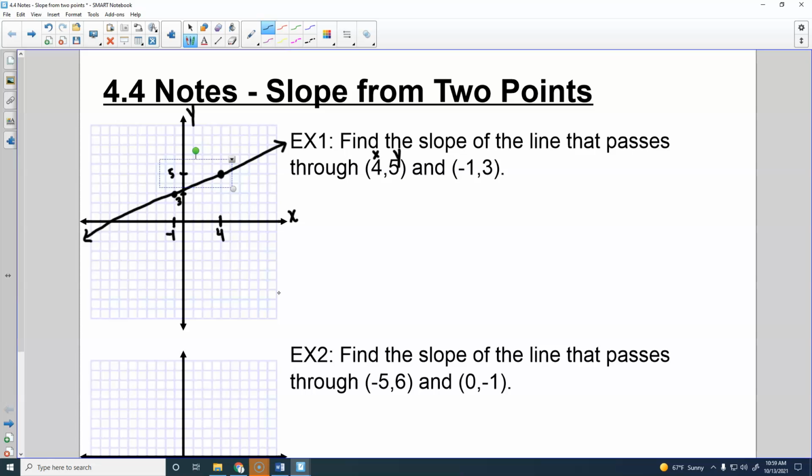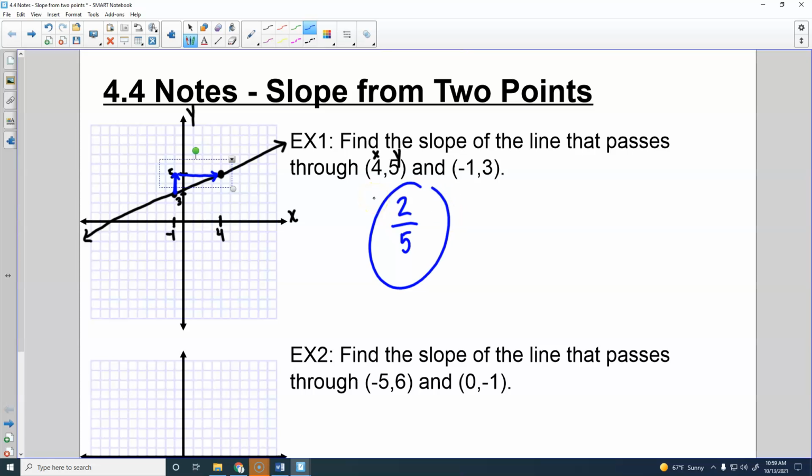Okay, so we want the slope of that line. I need to know rise over run, right? So how many do I have to go up or down? 2. How many do I have to go to the right? 5. Should my answer be positive or negative? That line is going up from left to right, so positive is correct. So this is our answer.